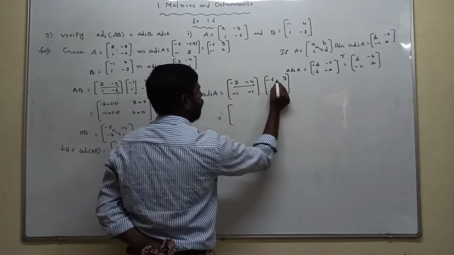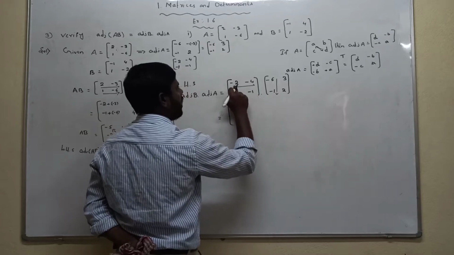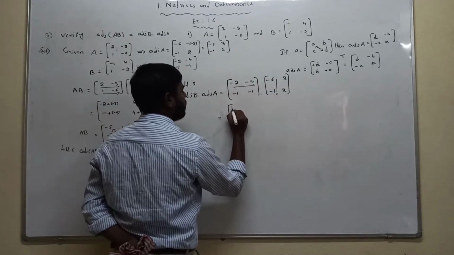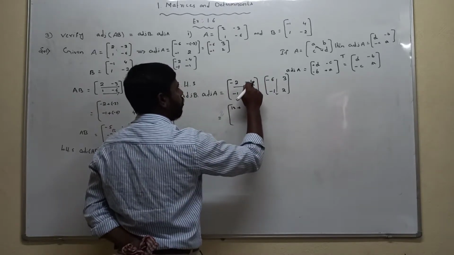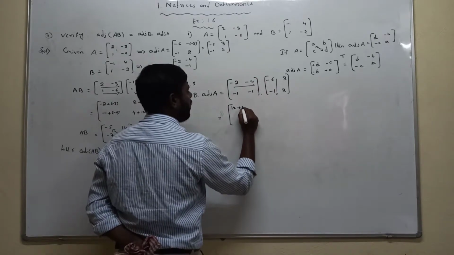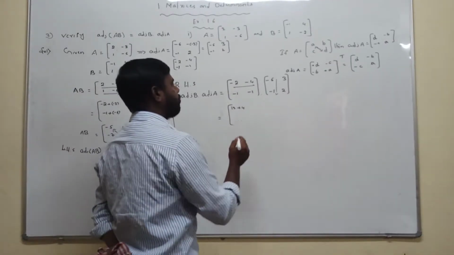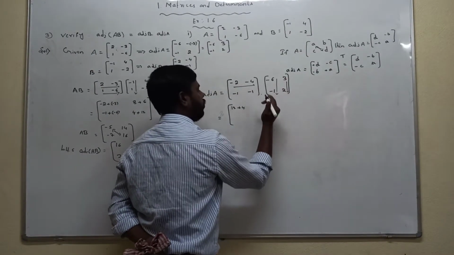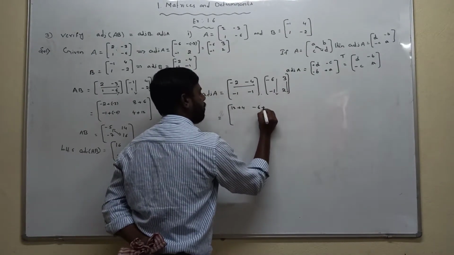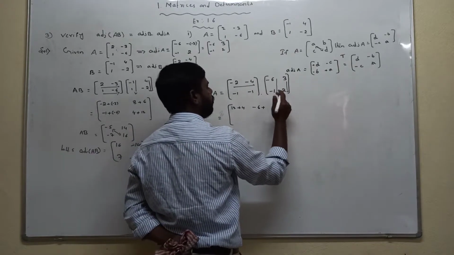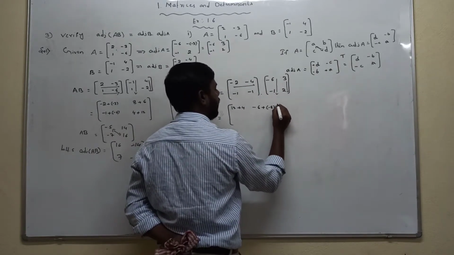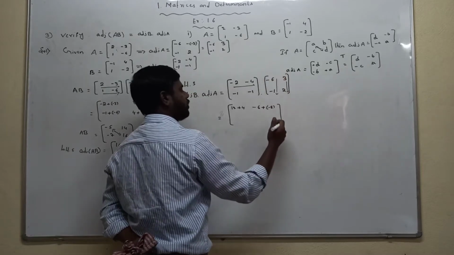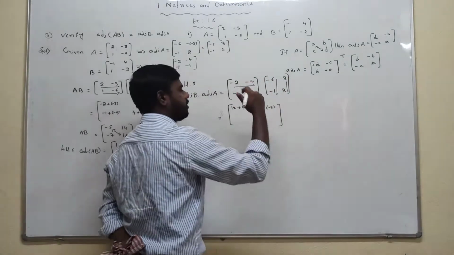first row, first column. So minus 2 into minus 6, that value is plus 12, plus minus 4 into minus 1, that value is plus 4. Next, product with first row, second column: minus 2 into 3, that value is minus 6, plus minus 4 into 2, that value is minus 8.